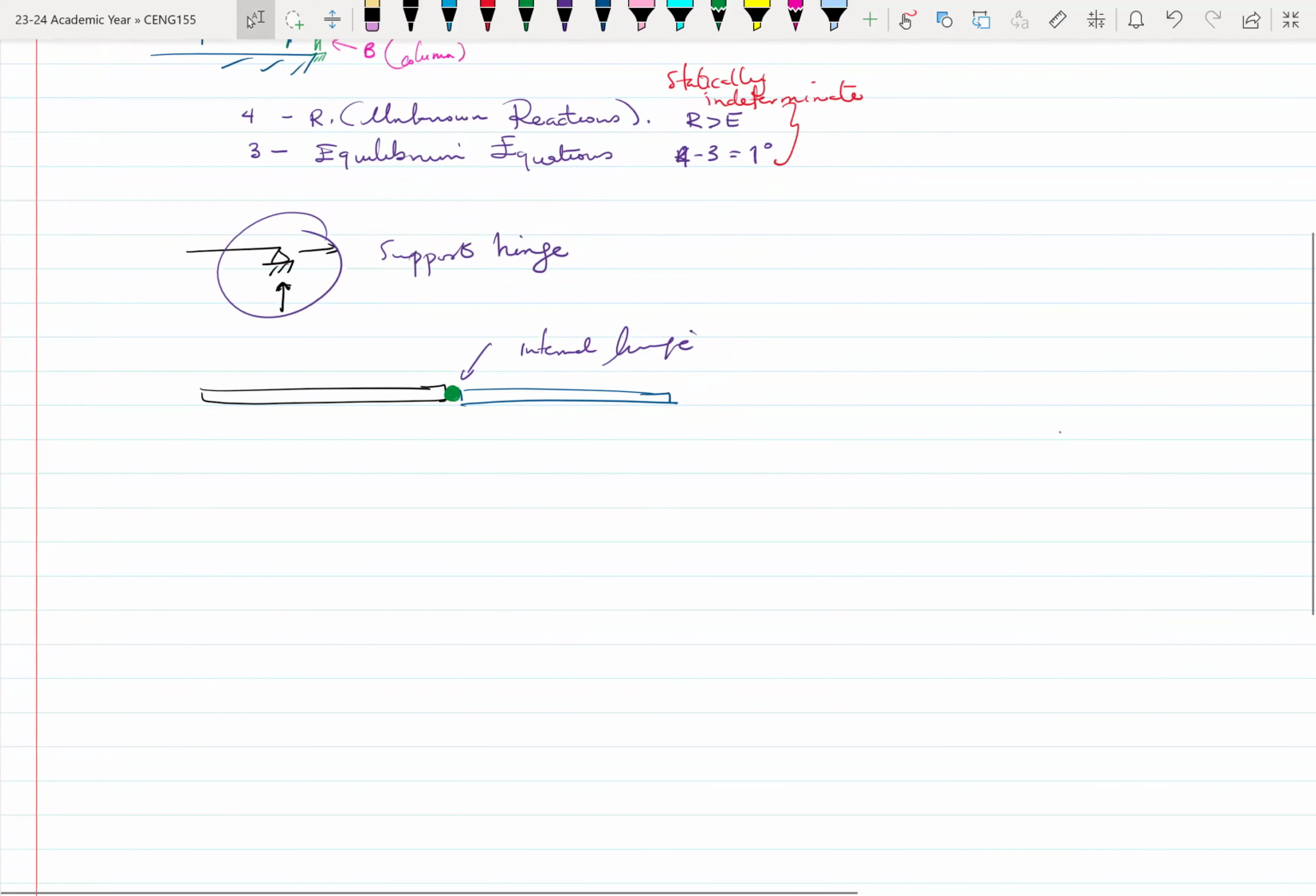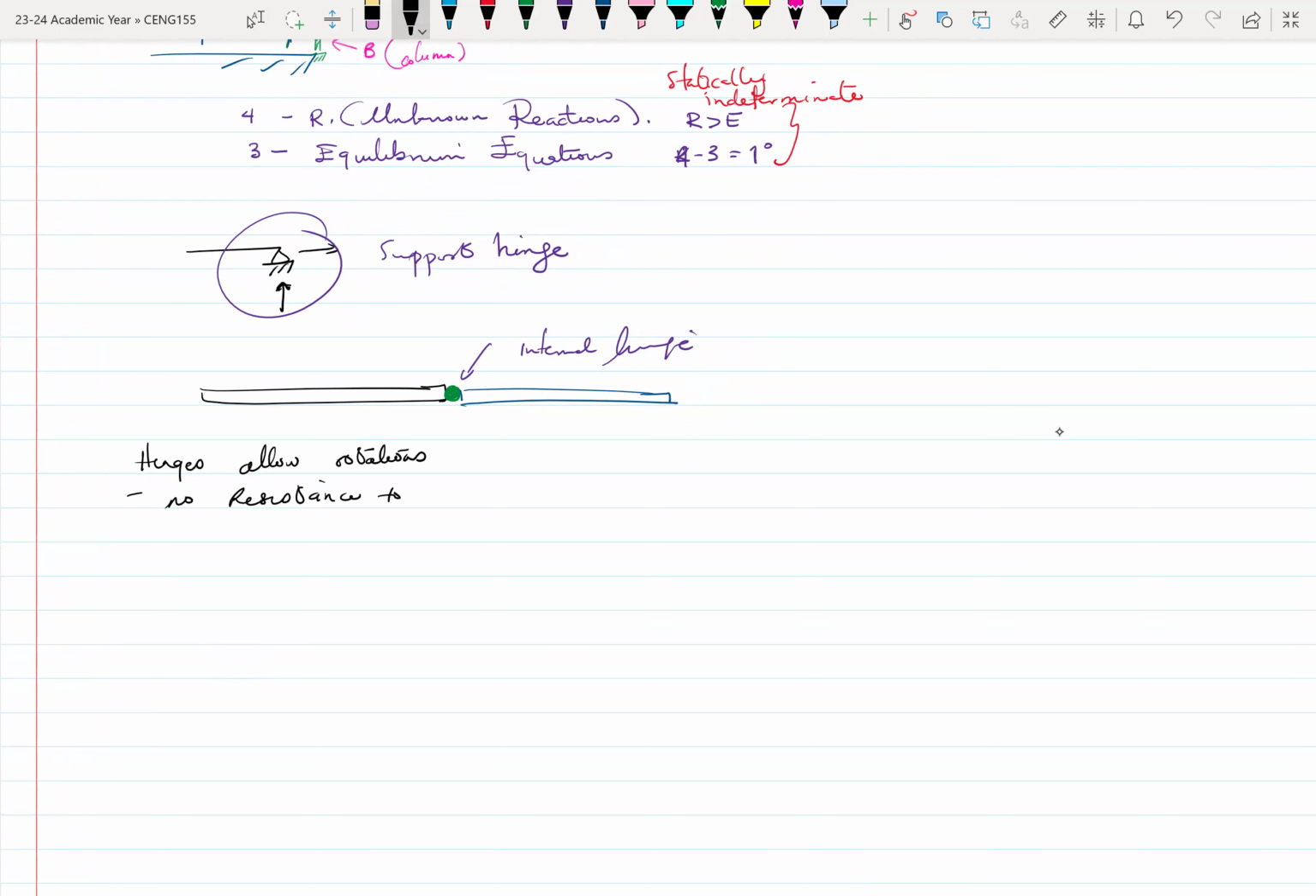And we also know that when it comes to hinges, hinges allow rotations, and this means that they have no resistance to rotations or to moments. Which means that because they have no resistance to any rotations, the moment at hinges is equal to 0.